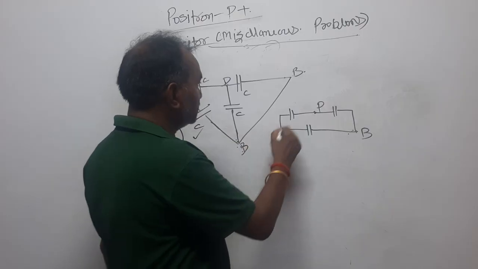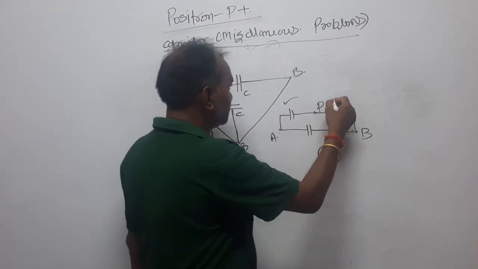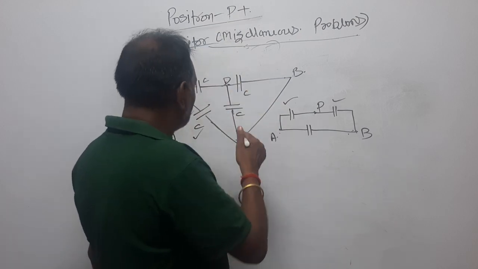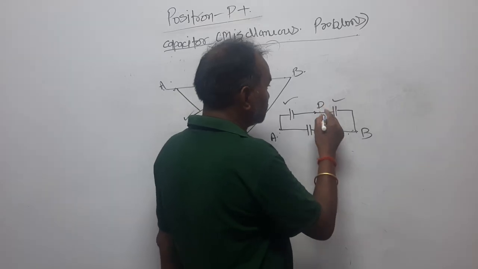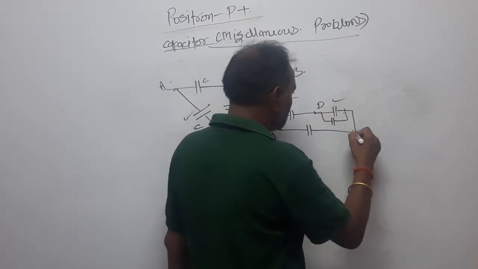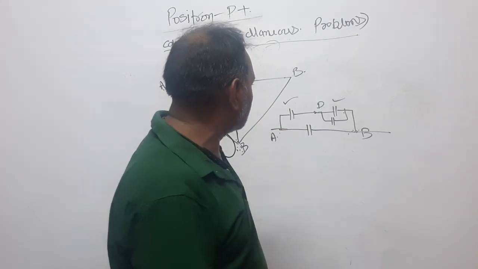Between A and D that much. Between D and B that much. And between D and B, again this one is also between D and B. So between D and B, another one capacitor. Write this. Now we have to find out the equivalent capacitance of this combination.